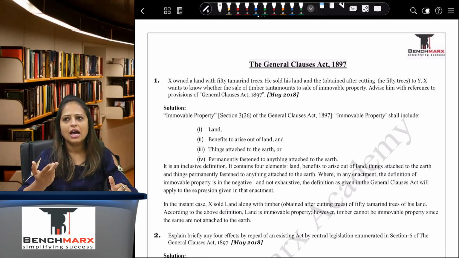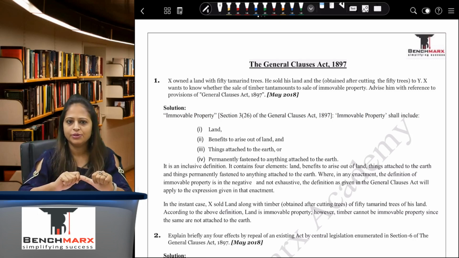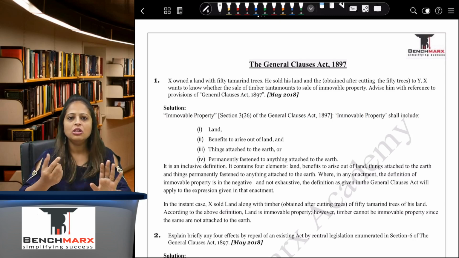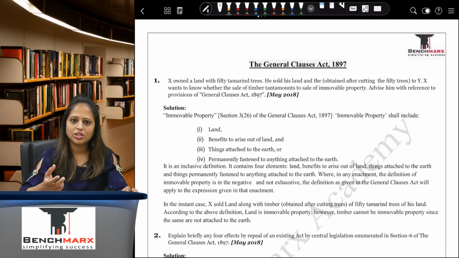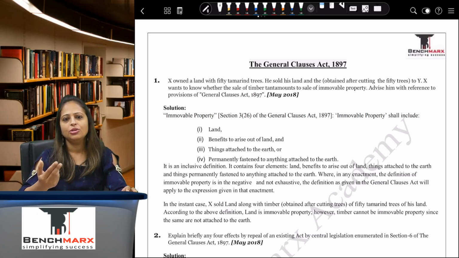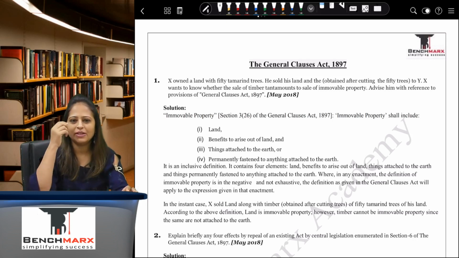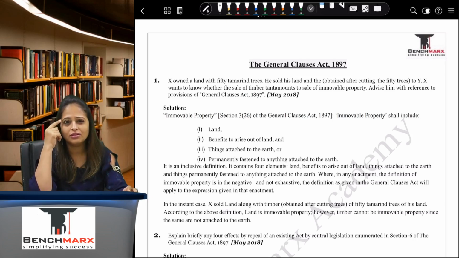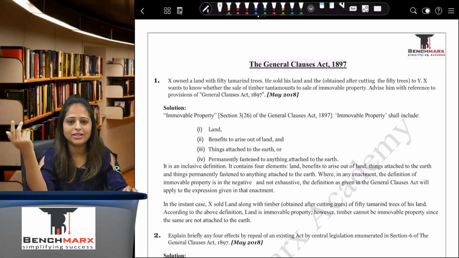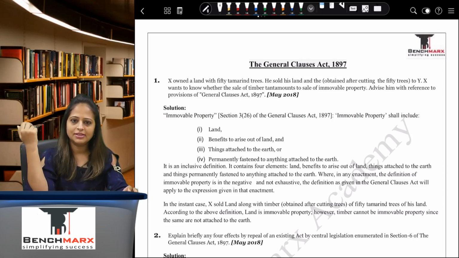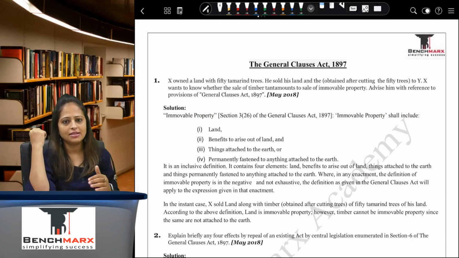Theory questions are normally on the effect of repeal, section 6, definition of good faith, definition of affidavit, means and includes, shall and may. So these are all very standard questions. It's very simple to answer the questions of the General Clauses Act, because it will cover the most expected kind of questions. It's not rocket science or something out of the box. So we'll quickly go through the questions that have been asked in the past papers.